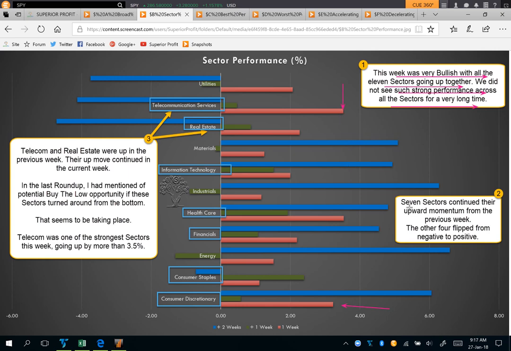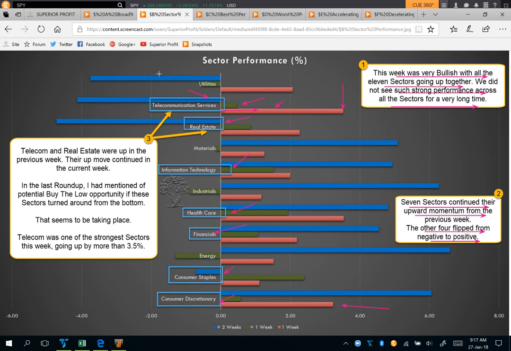Momentum continues to be strong. 7 sectors that were up in the previous week continued to go up again. And 4 others flipped from negative to positive. So all the 11 went up this week. The 7 that continued their upward momentum can be seen because the green and the red bars are both coming to the right of the zero line. These 7 are telecom services, real estate, information technology, healthcare, financial, consumer staples, and consumer discretionary.